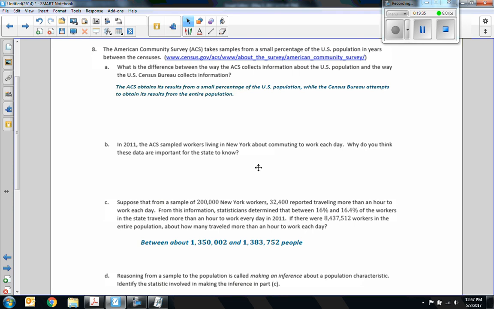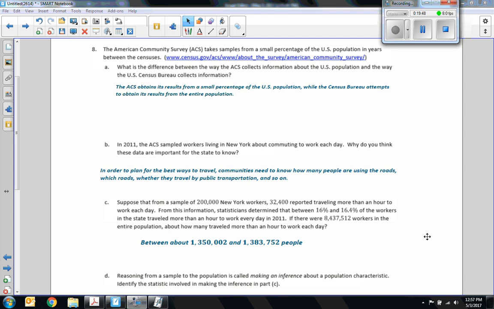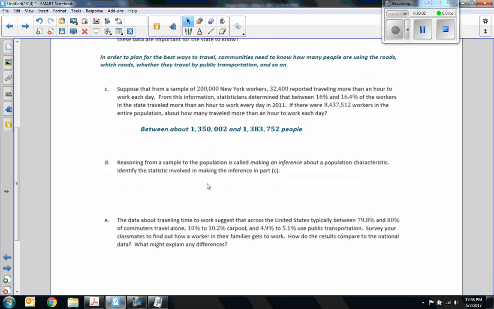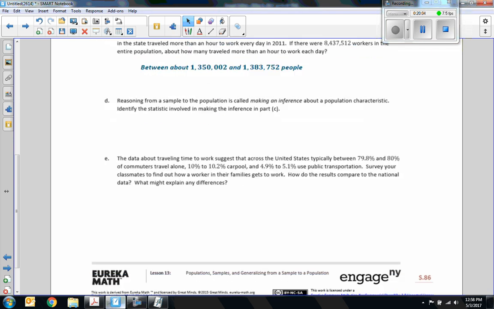In 2011, the ACS sampled workers living in New York about commuting to work each day. Why do you think these data are important for the state to know? So we already answered the question as how many did, but why do they need to know? Okay, and the answer is, in order to plan for the best ways to travel, communities need to know how many people are using the roads, which roads, whether they travel by public transportation, and so on. These are all things that are necessary to know for a city to run smoothly.